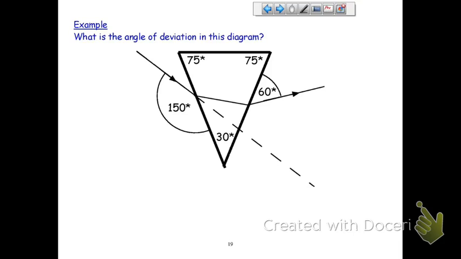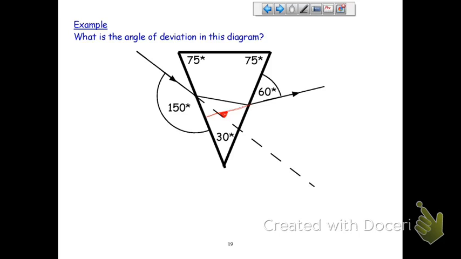Let's do an example of trying to find the angle of deviation. So this is a great time for me to check on your geometry. First of all, do you know what the definition of the angle of deviation is? The angle of deviation is the angle between where the light would have gone and where the light did go. So there's my angle of deviation. That's what I want to find.